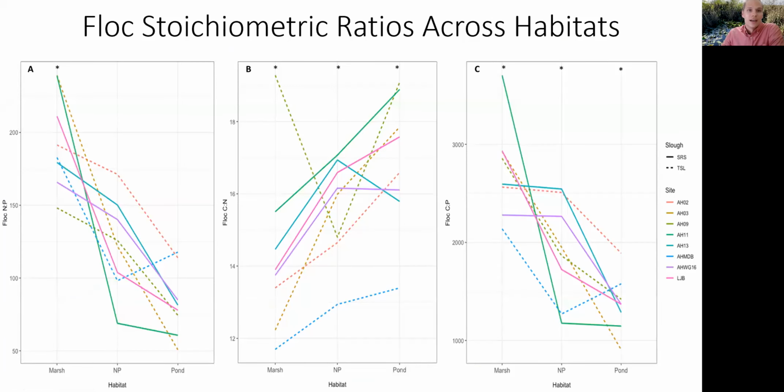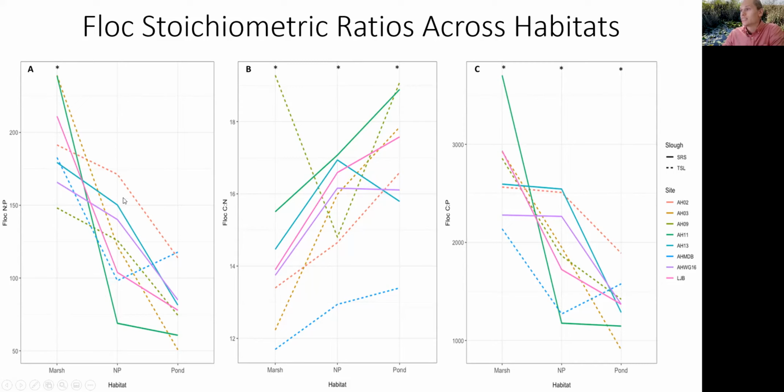And we did see a trend in flock stoichiometric ratios across habitats. Here in panel A, we have flock N to P, panel B is flock C to N, and panel C is flock C to P. Sites in Shark River Slough are solid lines, whereas Taylor Slough are dashed lines, and individual sites have different colors. These asterisks represent statistical differences at a 95% threshold. So you can see that all of these comparisons were distinct from one another, except for the near pond N to P ratios, which were not distinct from one another, but were distinct from the adjacent marsh.